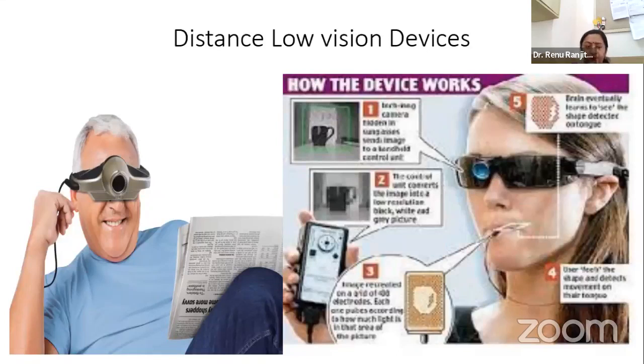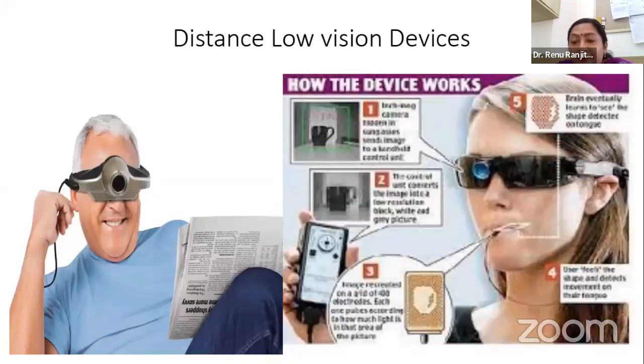Where the blind can see. As you can see in this BrainPort device, the lady is wearing spectacles. There's a camera over here. If you can see here, this is a camera. The image has been captured over here.